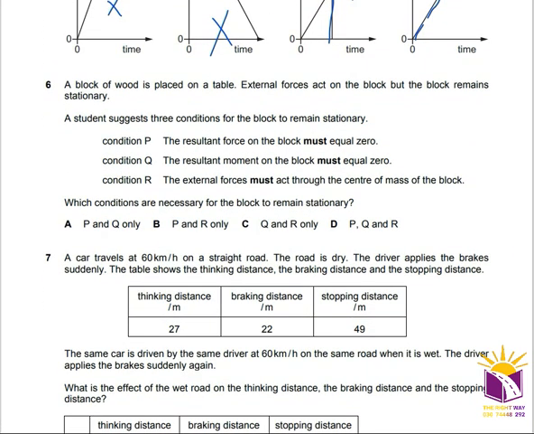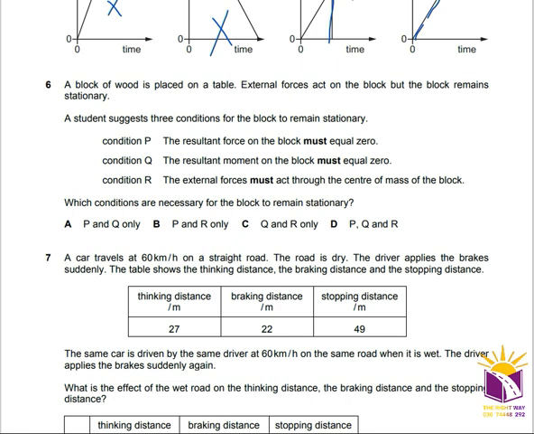A block of wood is placed on a table. External forces act on the block, but the block remains stationary. A student suggests three conditions for the block to remain stationary. Condition P, the resultant force on the block must be equal to 0.